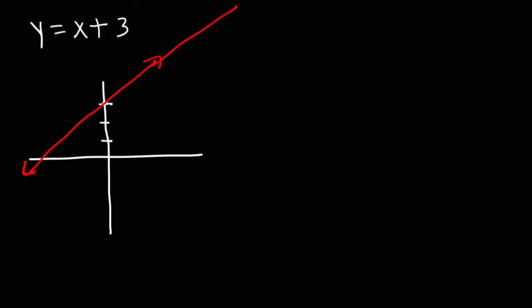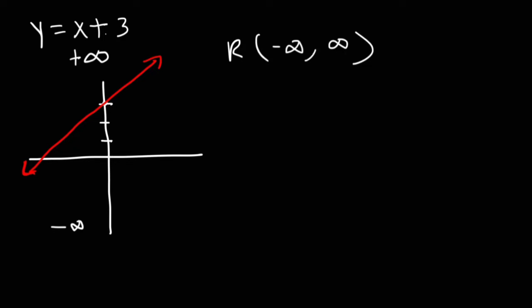Now, this graph keeps on going forever in both directions. To analyze the range, you need to look at the y values. The lowest y value this could be is negative infinity, and the highest y value it can go all the way up to positive infinity. So the range for any linear function is going to be negative infinity to infinity. If you see the leading term is x to the first power, this is going to be the range.